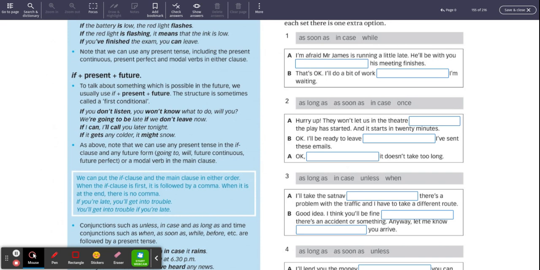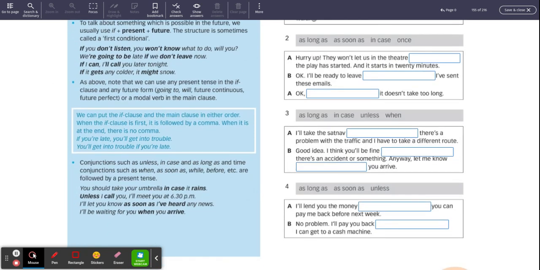If I can, I'll call you later tonight. If it gets any colder, it might snow. And it says, as above, we can use any present tense with the if clause and any future form, going to, will, future continuous, future perfect, or a modal verb with the main clause. Yeah, sounding a bit complicated now, isn't it? So we can put them in either half.